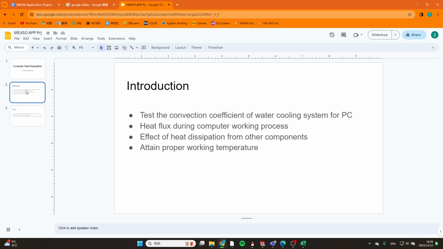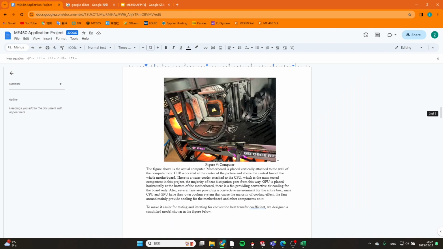The main purpose is to test the convection coefficient of a water cooling system for a PC. Also, to calculate the heat flux during the computer working process for CPUs, and to test the effect of heat dissipation on the CPU from the other components. So let's dive into the model right here.